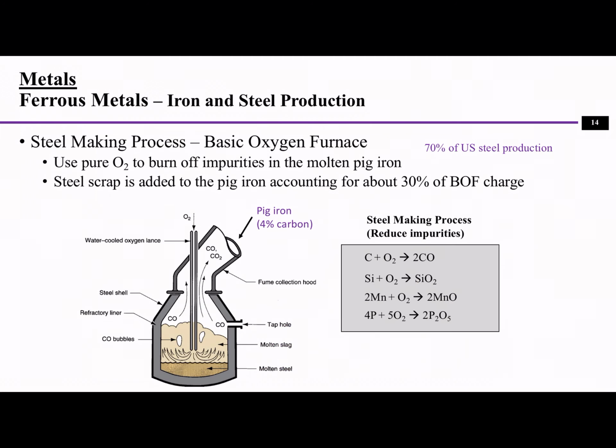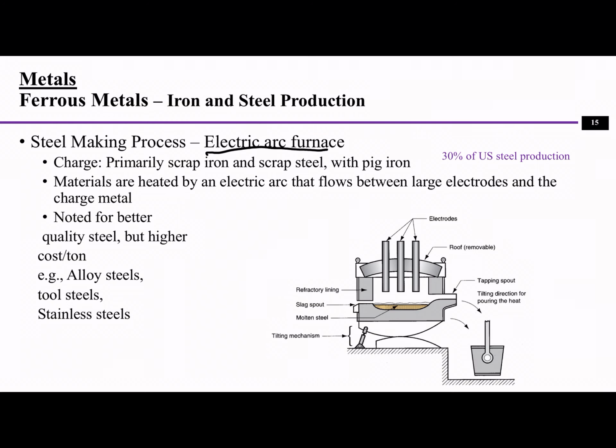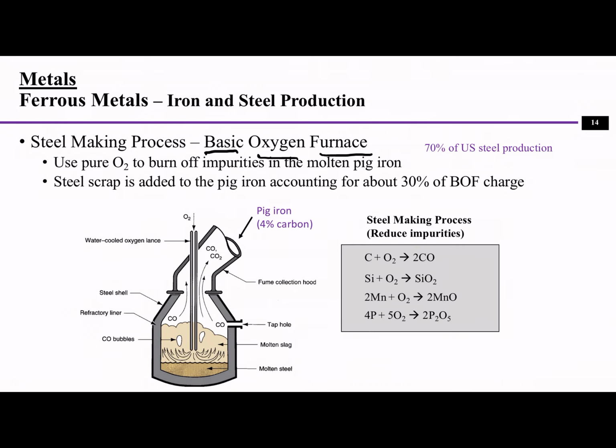And there are two different major processes for making steel. One is BOF, the basic oxygen furnace, and the other one is the electric arc furnace. So let's first start with the basic oxygen furnace.